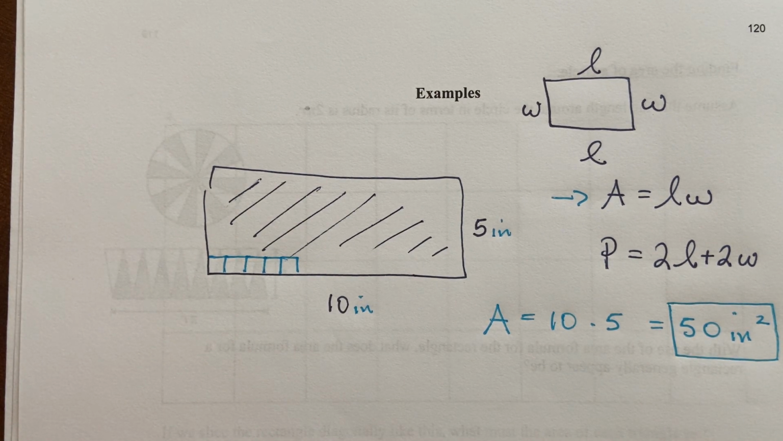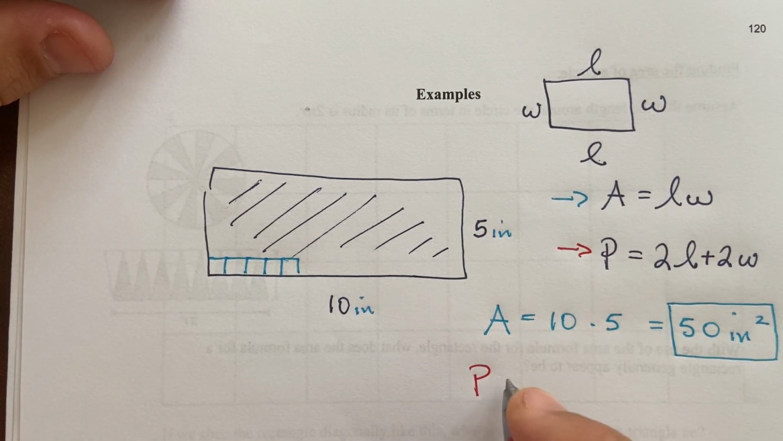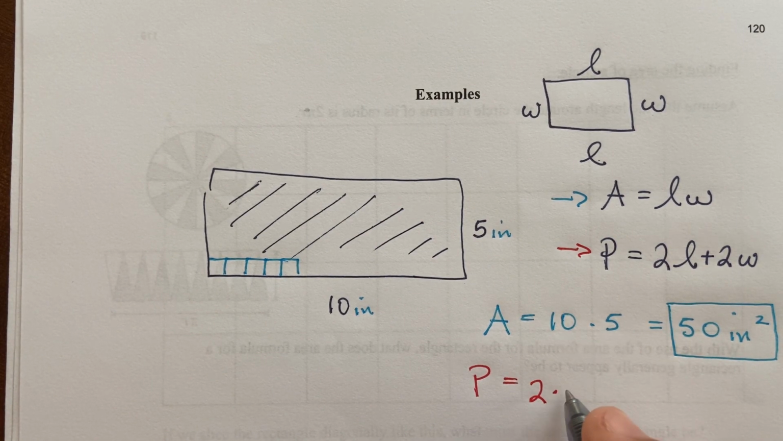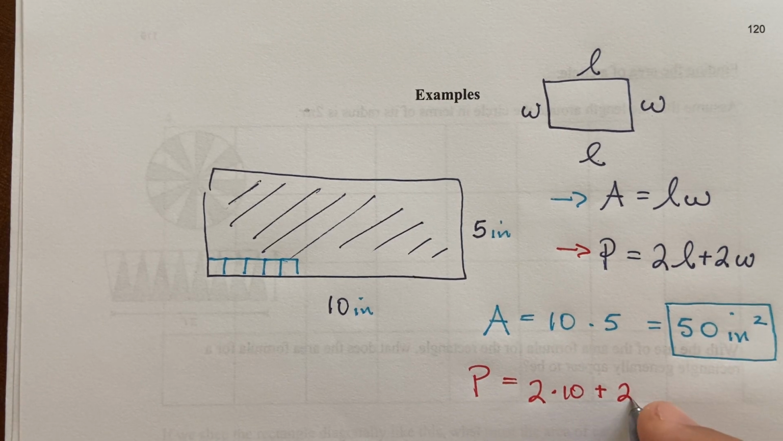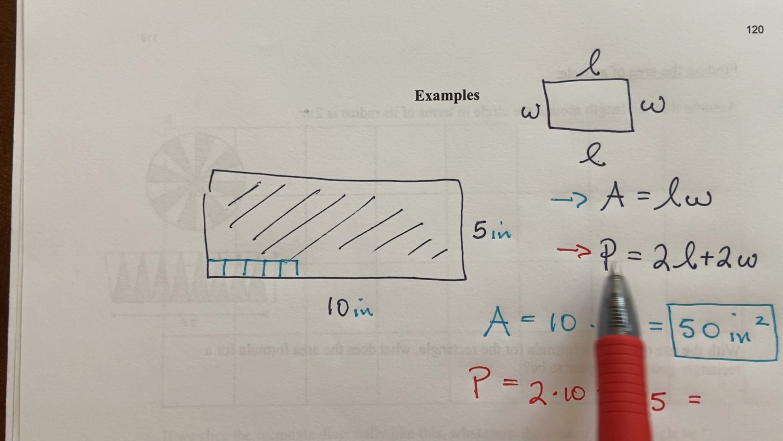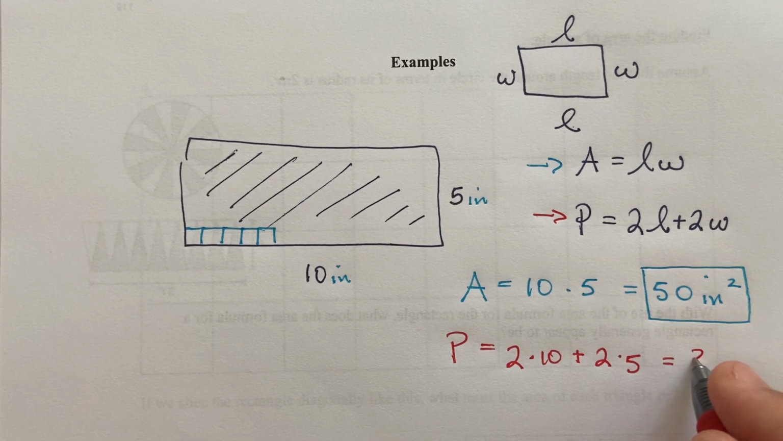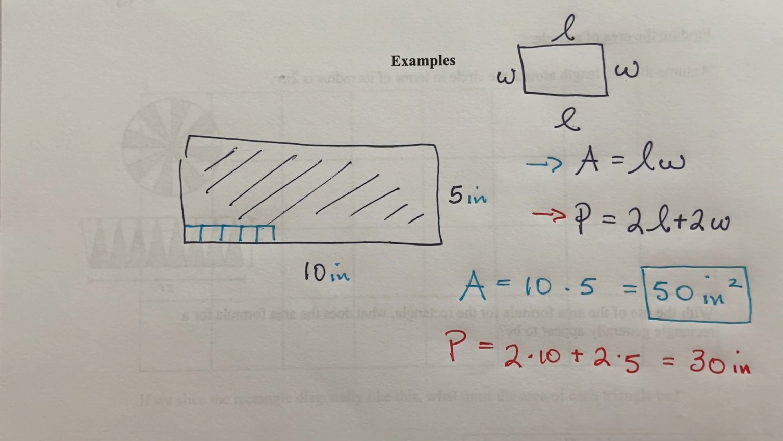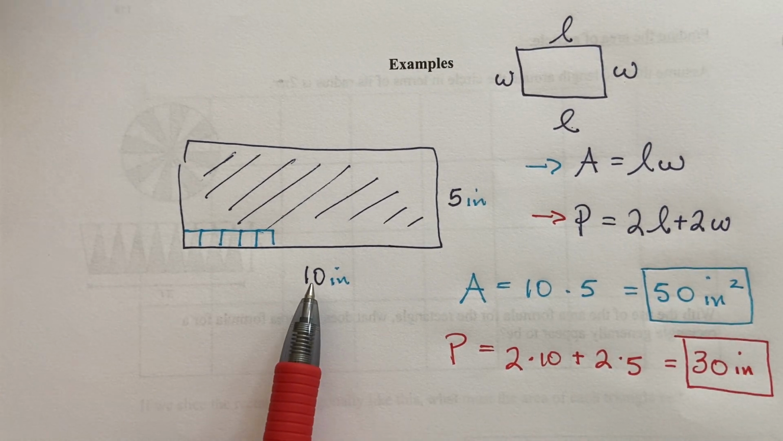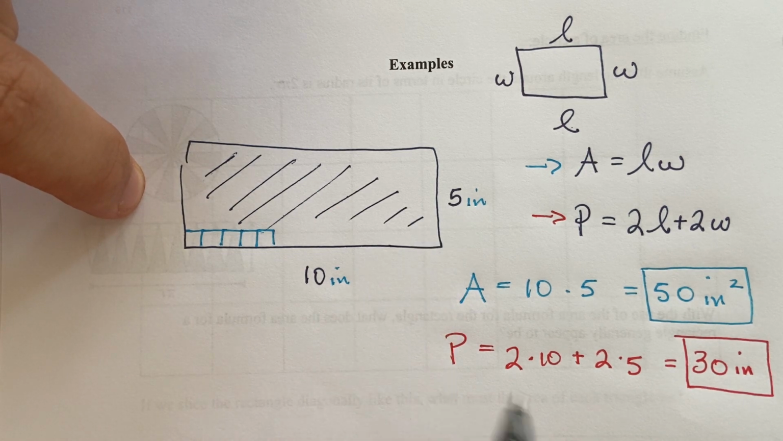For the perimeter, if I wanted to know the perimeter of this thing, we would have 2 times L, so 2 times 10 plus 2 times 5, using this formula here. So in that case, I would have 20 plus 10, in other words, 30, and that would just be linear inches. I'd have 10 over here, that's 20. 5 plus 5 is 10 more, so 30.